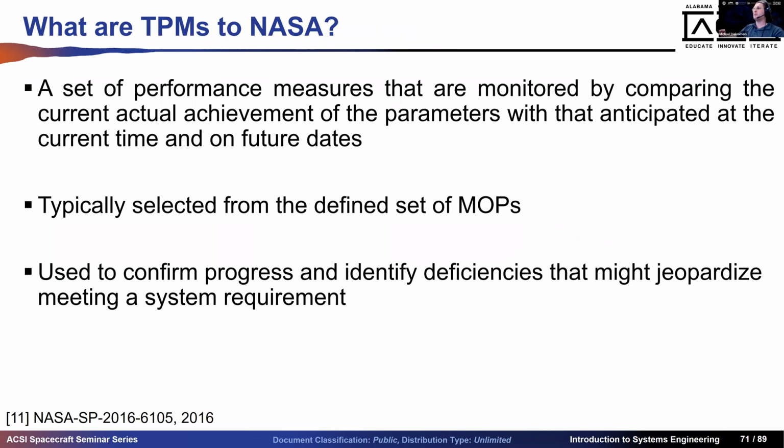You have a technical performance measure. I'm going to read this definition right quick. A set of performance measures that are monitored by comparing the current actual achievement of the parameters with the anticipated value at the current time and on future dates. So effectively, you know what it is now, and there's a target value, and you're going to try and take what you have and get it to a target value. And NASA does a selection out of the measures of performance of TPMs. I find that very confusing, but it confirms their progress and deficiencies. Cool. Okay.